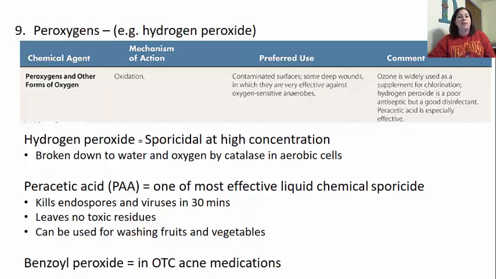We also see that there is peracetic acid, or PAA. This is one of the most effective liquid chemical sporicides. It kills endospores and viruses within 30 minutes, and it leaves no toxic residue. It can be used for washing fruits and vegetables. We also see benzoyl peroxide is in a lot of over-the-counter acne medications to again decrease microbial growth, since that's what potentially causes most of the acne.